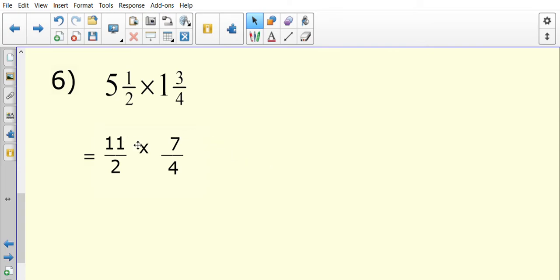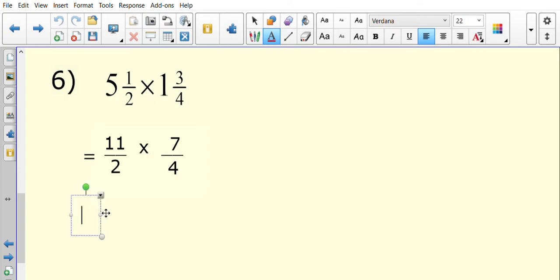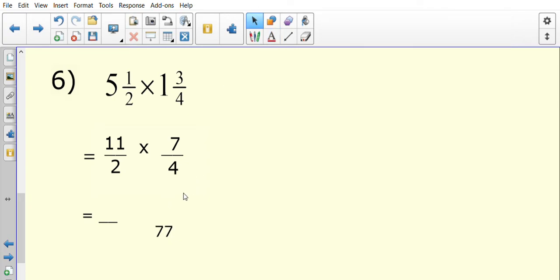You'll notice when you look to simplify diagonally here, you can't do so, which means that we can go straight to multiplying these fractions together. Multiplying the numerators together, 11 and 7, gives us 77, and multiplying the denominators together, the 2 and the 4, gives us 8.